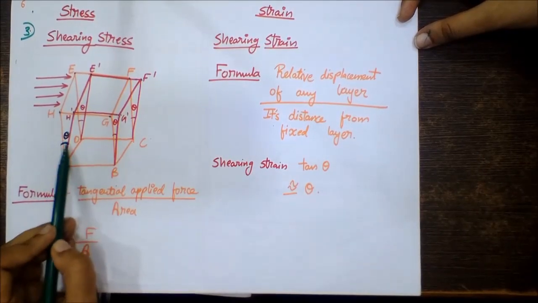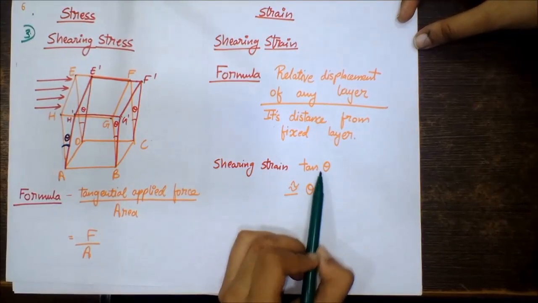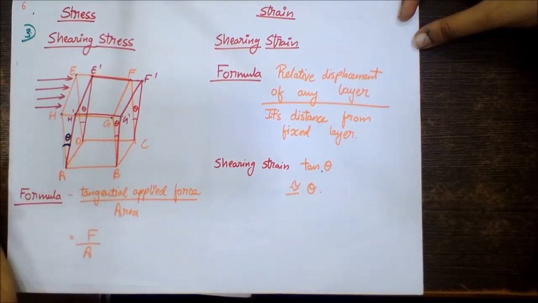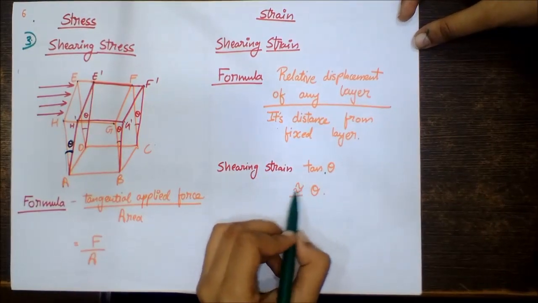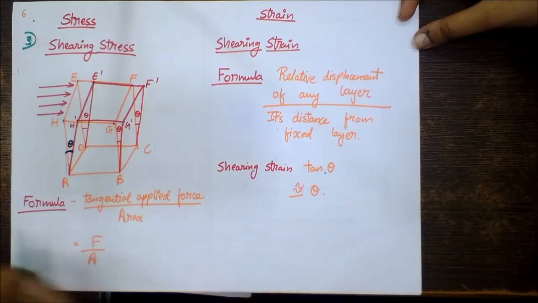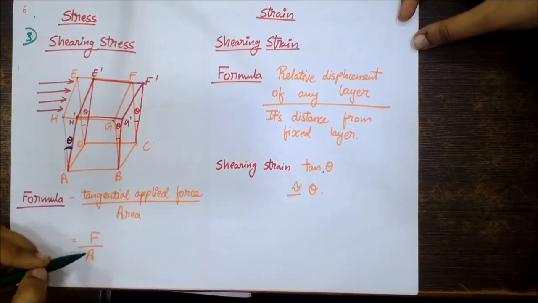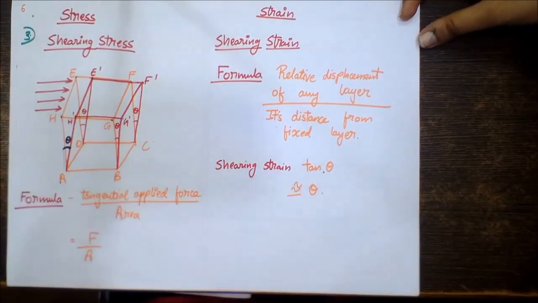When you calculate this in the form of theta, you will get tan theta. And since my theta is very small, tan theta will be approximately equal to theta. So my shearing stress is F by A and my shearing strain is theta.